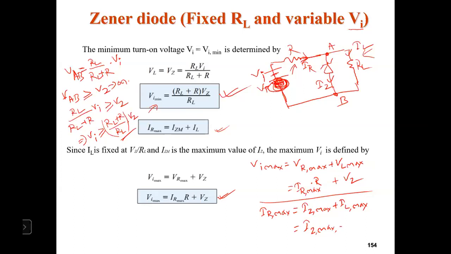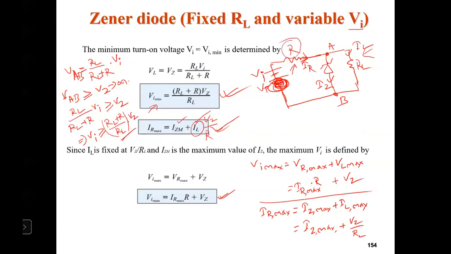And IL max will be equal to how much? You know that the maximum voltage across RL is VZ, so divided by RL, not R. In this way you have to calculate. These are the formulas written here. Your IR max will be equal to IZ max plus IL, and this IL you find as VZ by RL. So you got the maximum current across this resistor R.